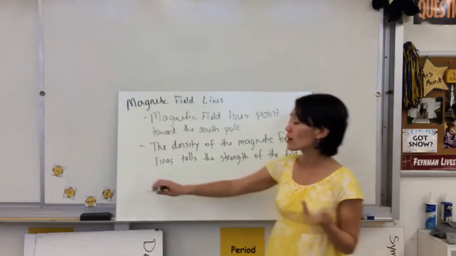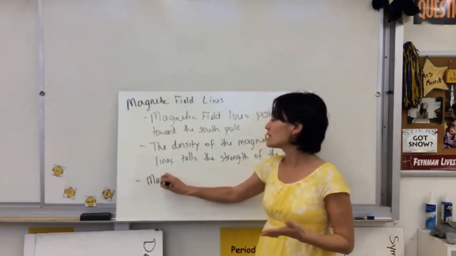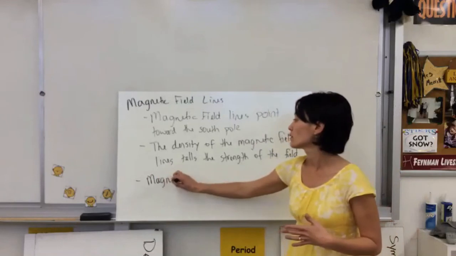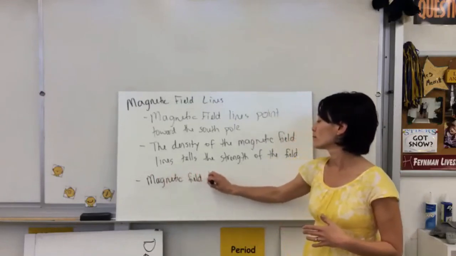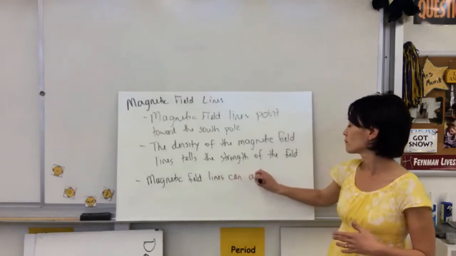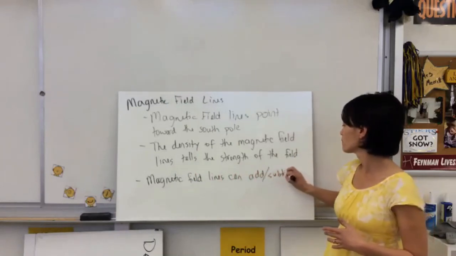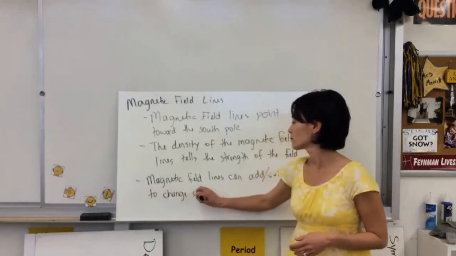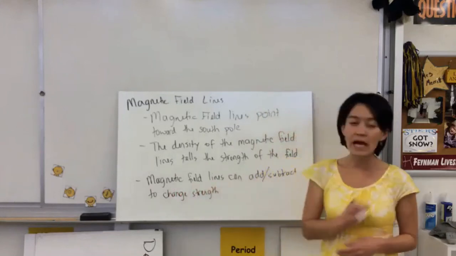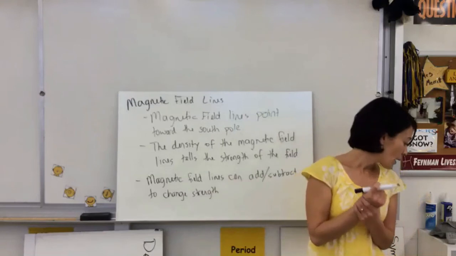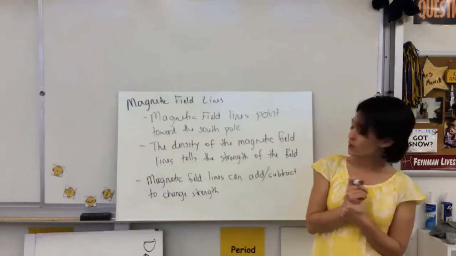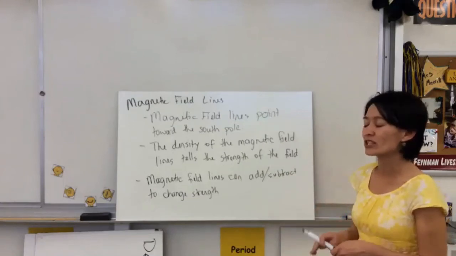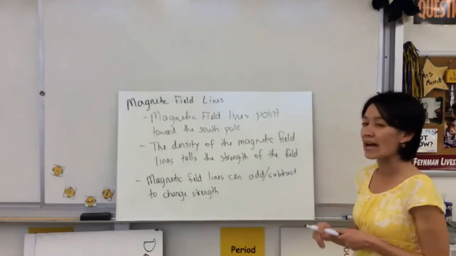Just like electric fields, magnetic field lines can combine to become stronger, or they can subtract to become weaker. They add or subtract to change strength. So you're going to do a lab on Monday, playing around with some bar magnets and looking at what's happening to magnetic field lines and how they're adding or subtracting, things like that.